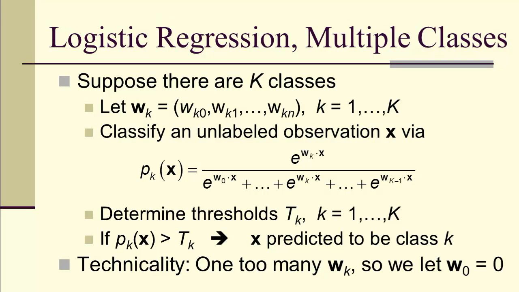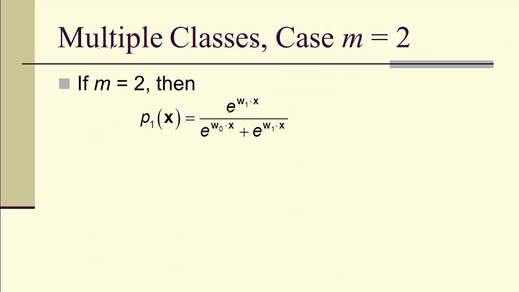So in some sense, everything is exactly as we saw before. Now there is a technicality, and that is that we have one too many vector parameters. So we're going to let the w sub 0 vector be equal to 0. Now let's see what this looks like if m is equal to 2.